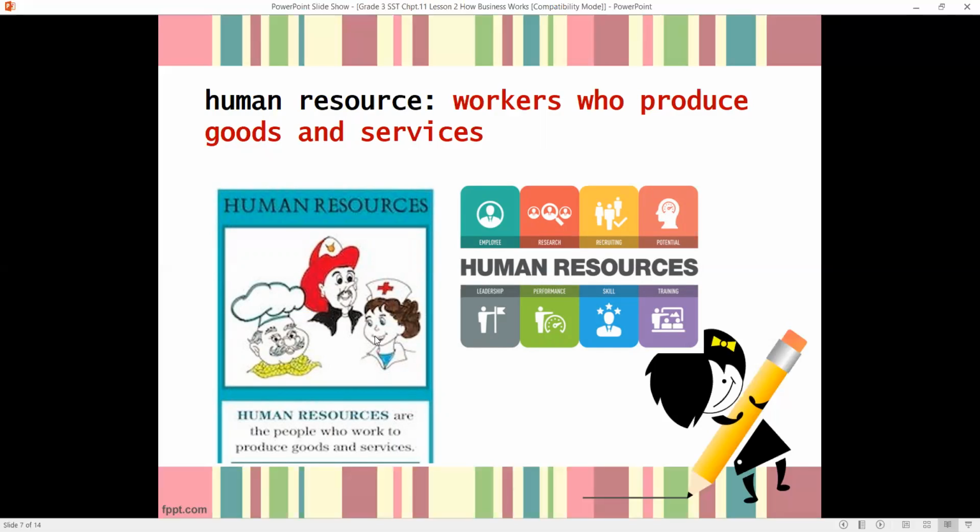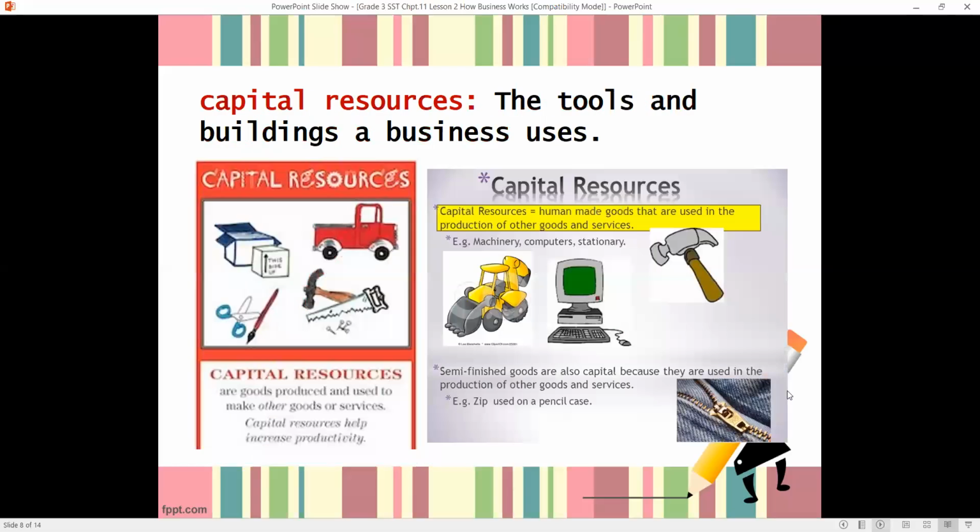Then you have a nurse. A nurse is a human resource. She takes care of a person who is sick in the hospital. Your teachers are human resources because they teach you in the school. So people who work, who produce, who give you a service, they all come under human resource.